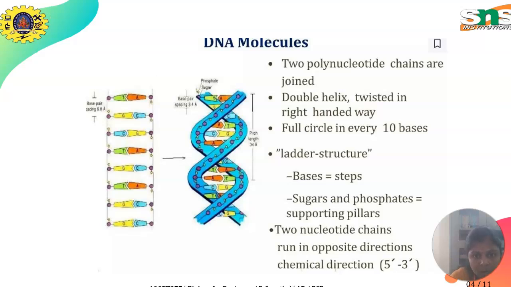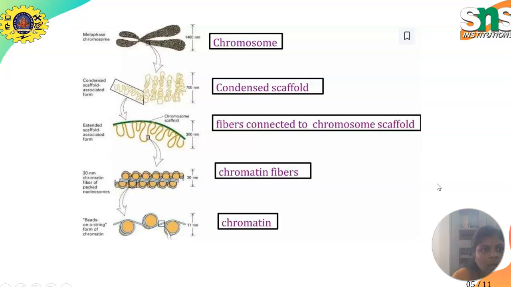The DNA molecule is in the form of a ladder structure. The bases are the steps, and sugar and phosphates are the supporting layers. The two nucleotide chains run in opposite directions. The length of the DNA turn is 34 angstroms and the base pair spacing is 3.4, and in between, the supporting layer has sugars and phosphates.